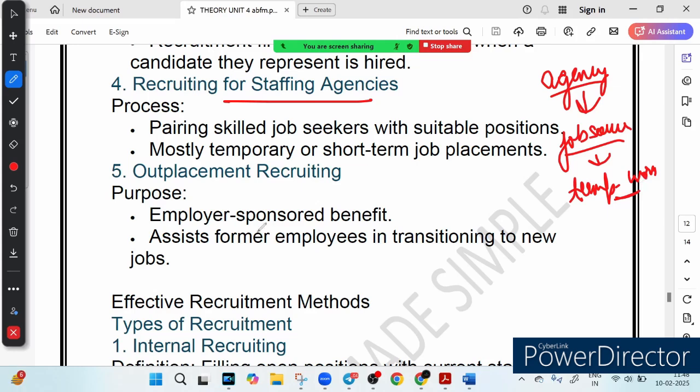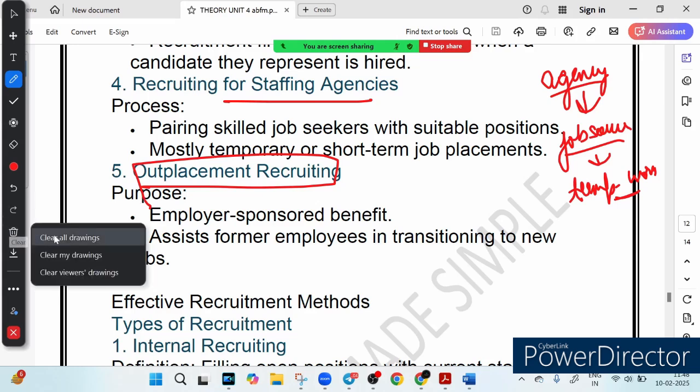Then we have something called outplacement recruiting. This is another type of recruiting, and this one is a bit unique. Let's say a company is downsizing. They sponsor outplacement services to help laid off employees find new jobs. It's like offering support even when parting ways. So this recruitment method plays a vital role in keeping organizations efficient and competitive. Now, then we have something called reverse recruiting. This is another type.